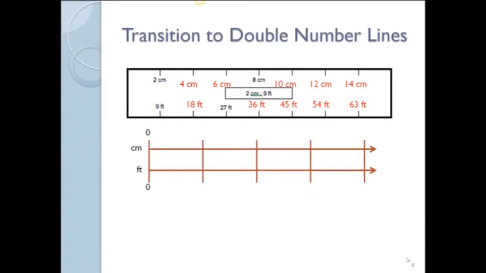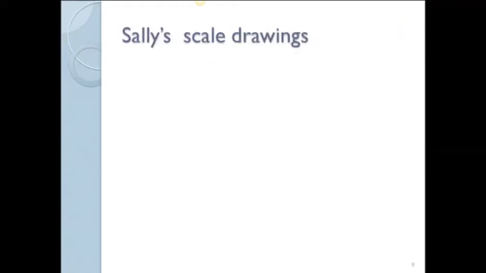Let's switch gears. A ratio strip is really a different version of a double number line. We start at 0, and here's the ratio that represents our scale, and here are some equivalent ratios. Sally is going to make a drawing of a floor plan using this same scale.